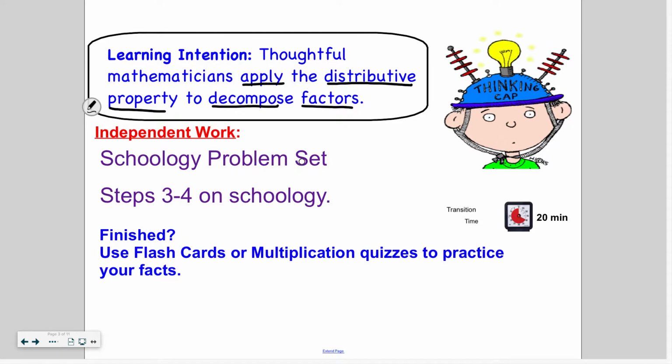And so we'll complete the problem set after this lesson and then move on to steps 3 and 4 on Schoology, which are Zern and Reflex.